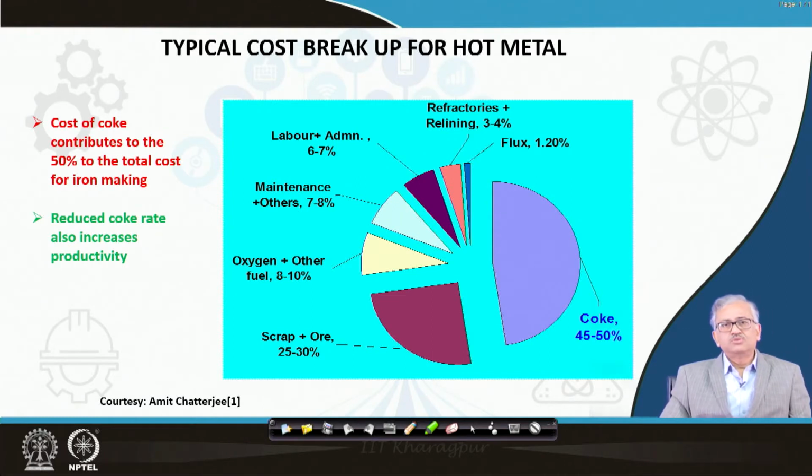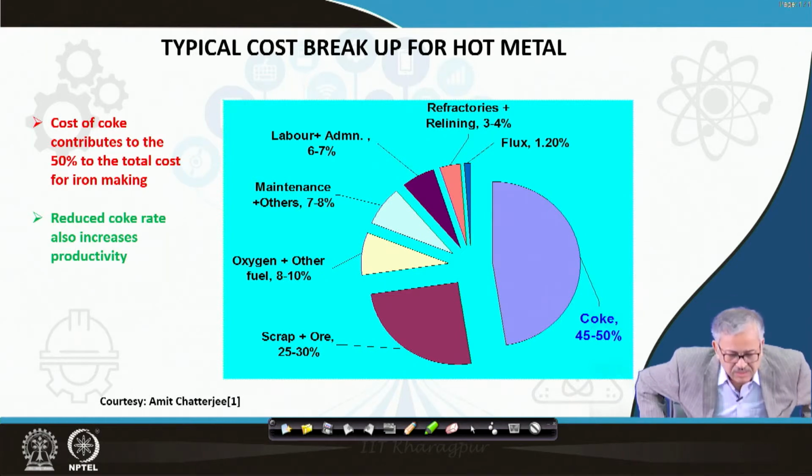But anyway, initially the blast furnace used to operate with 700, 800, even 1000 kg, that is 1 ton of coke per ton of iron produced, long before, and after that it has decreased significantly, and today the coke rate is only say 350 kg per ton of hot metal.